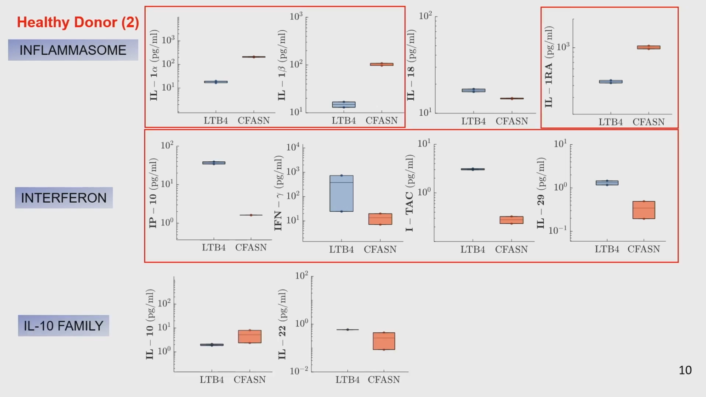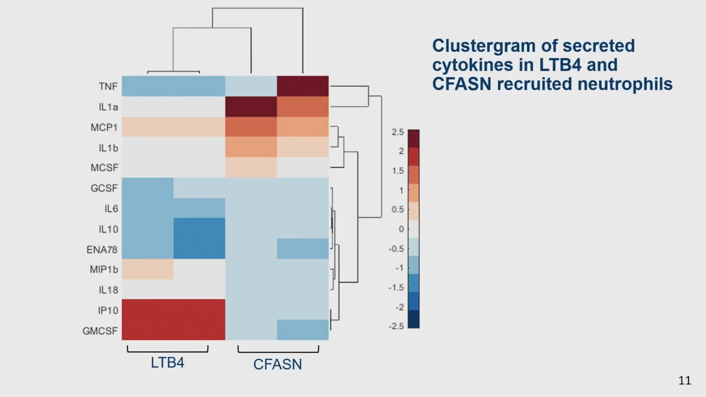When we went on exploring this data set further, this clustergram shows that you can clearly see an upregulation of IL-1 alpha and beta in CFASN recruited neutrophils, whereas there is downregulation of interferon markers such as IP10. Now that was very interesting and something to be chased.